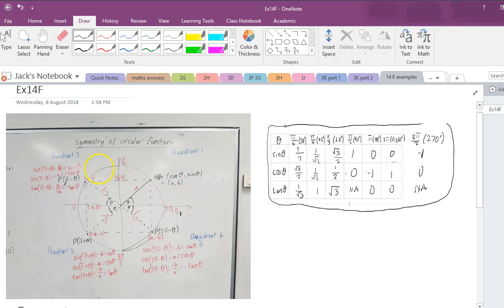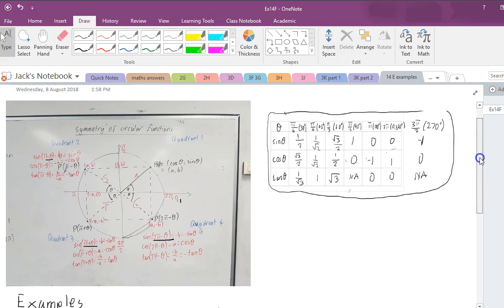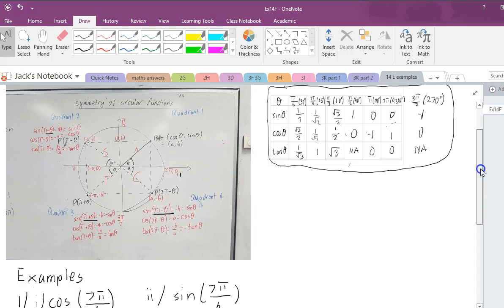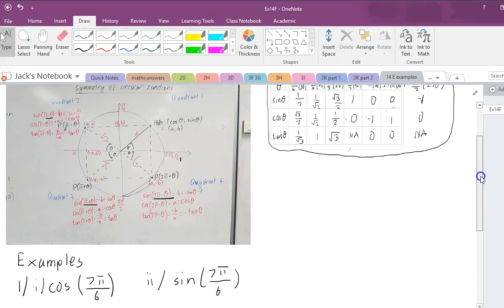and you'll need to be comfortable knowing quadrant 1 is just taking theta, quadrant 2 is pi minus theta, quadrant 3 is pi plus theta, quadrant 4 is 2 pi minus theta. So identifying which quadrant a specific angle is in. Examples will make this a lot clearer, guys.